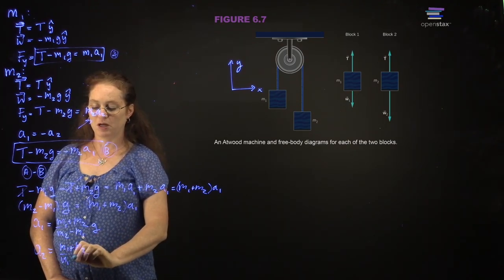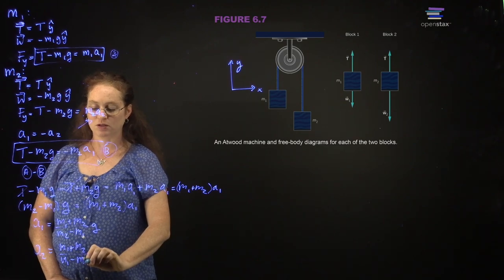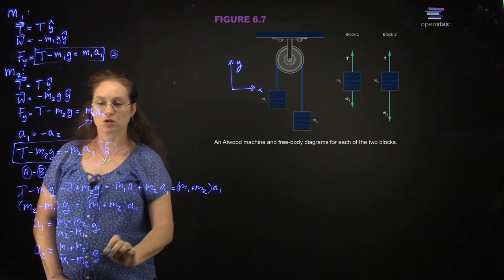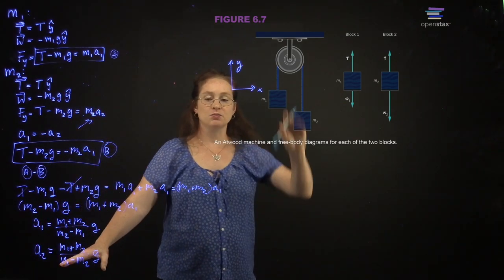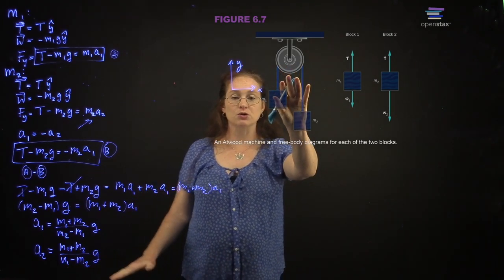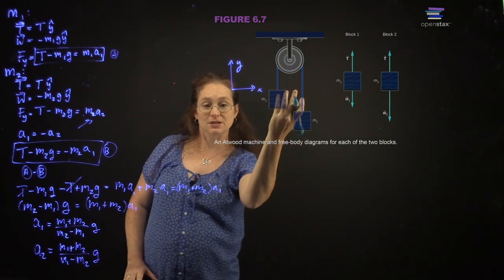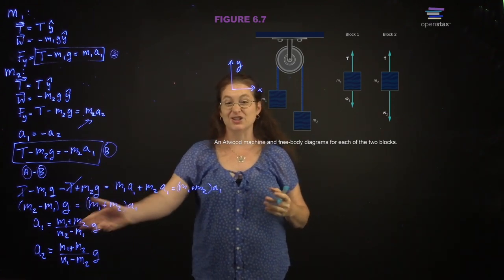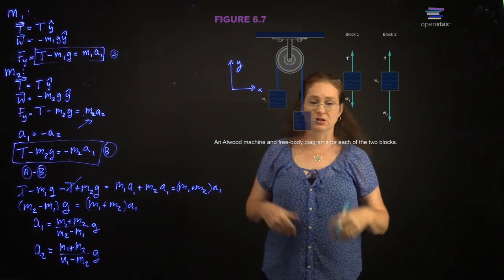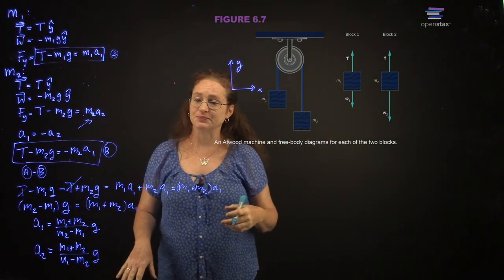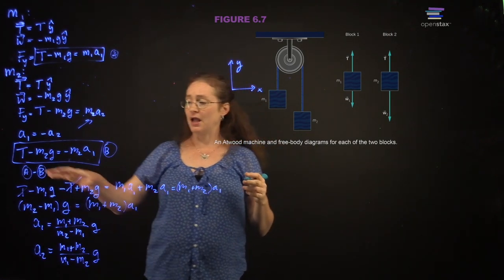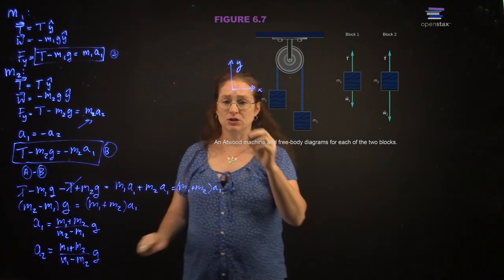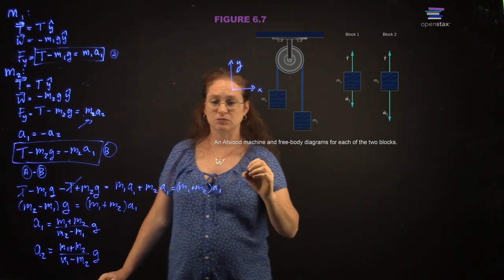So I switch my M1s and M2s in the equation. That also makes sense because with the way this picture is drawn, if I just switch the indices 1 and 2, I should get the same answer. The labeling was totally arbitrary. All right, now I want to figure out what my tension in the string is.